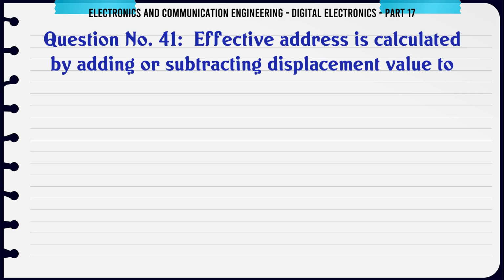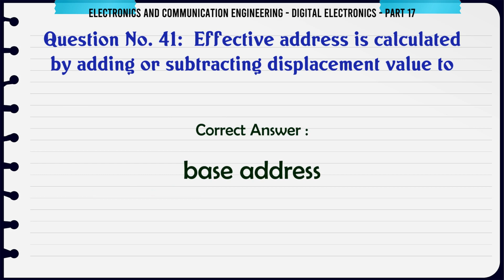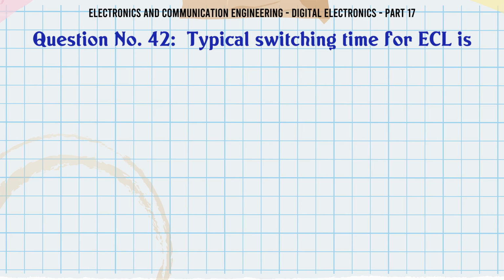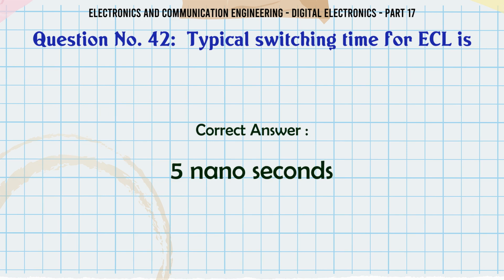Effective address is calculated by adding or subtracting displacement value to A. immediate address, B. relative address, C. absolute address, D. base address. The correct answer is base address. Typical switching time for ECL is A. 5 nanoseconds, B. 5 microseconds, C. 5 milliseconds, D. 5 seconds. The correct answer is 5 nanoseconds.